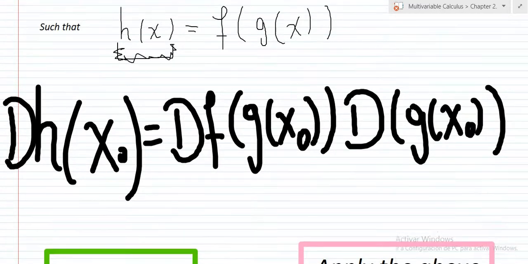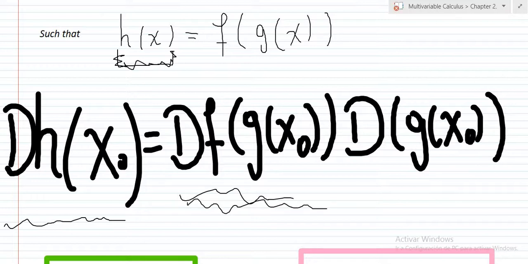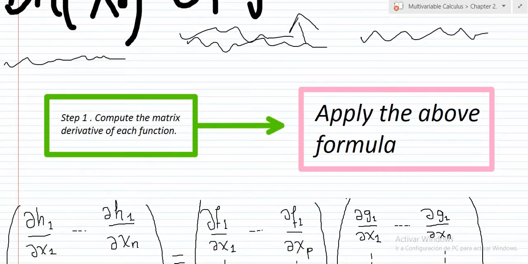So basically, this is what it is. This is the general formula. Once again, remember that here you have a matrix and here you have two other matrices. So basically, this is the matrix, the derivative of f evaluated at g of x. This is very important. And then this is going to be the derivative of g of x. That's pretty much it. So whenever you're going to solve a problem like that, you just need to compute the matrix of each function and apply the formula.